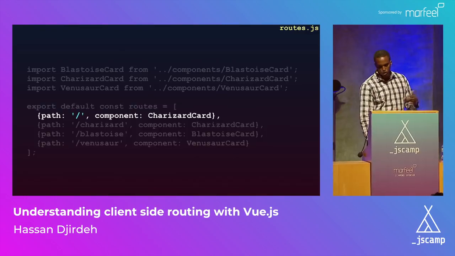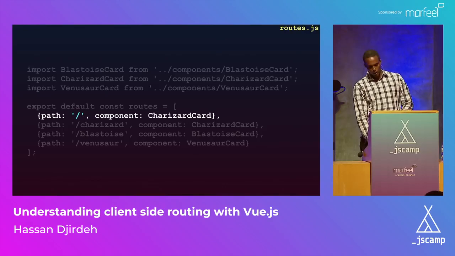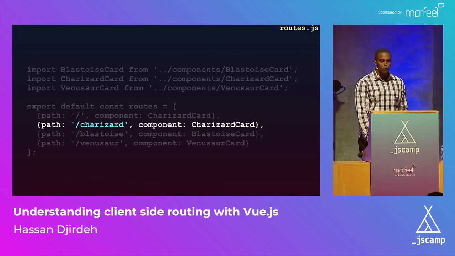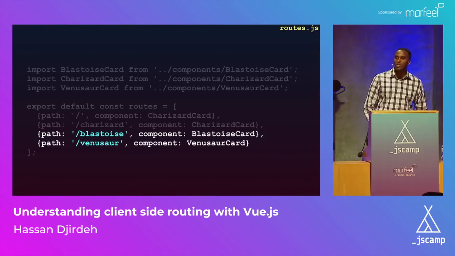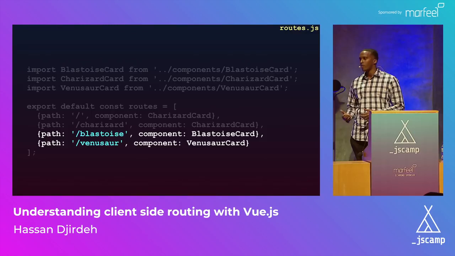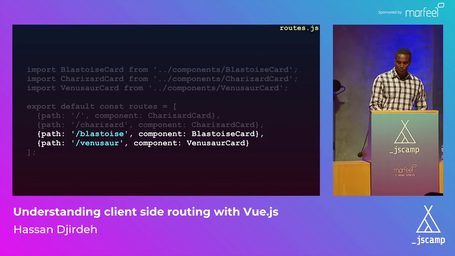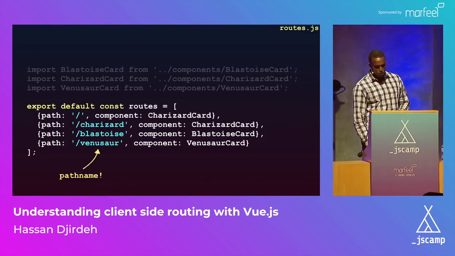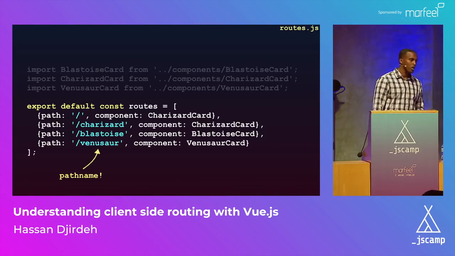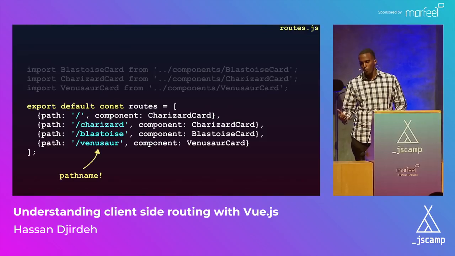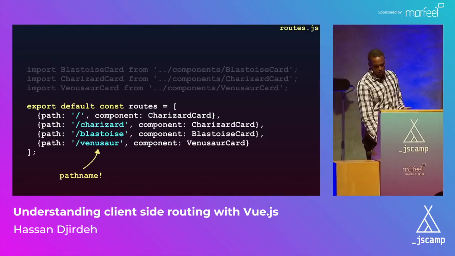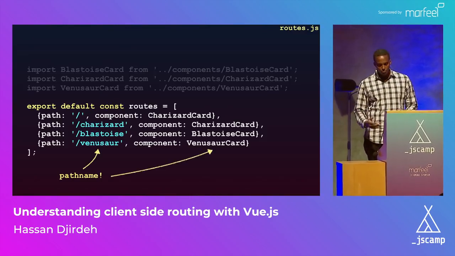So we basically want the Charizard card component to be shown in the index path. We also want that same component to be shown in the Charizard path. We want the Blastoise card and Venusaur card components to be shown in the Blastoise and Venusaur paths respectively. Now, when we specify the path here, we're referring to the path name of the URL. If we recall, the path name is simply the indicator to a particular resource on our web app. What are these resources? These are the components that we're referencing here.